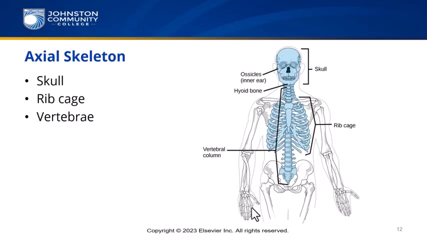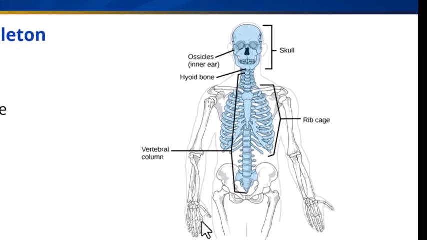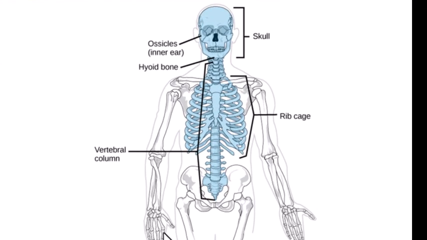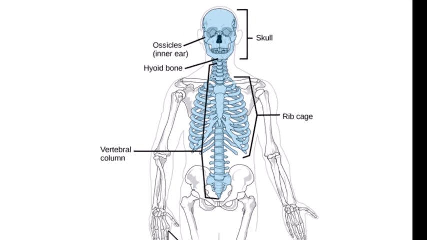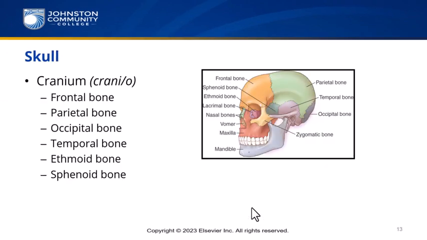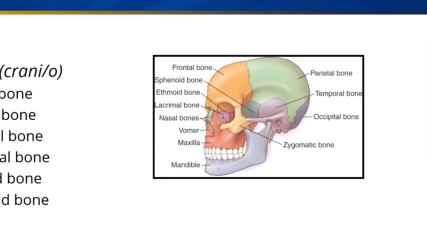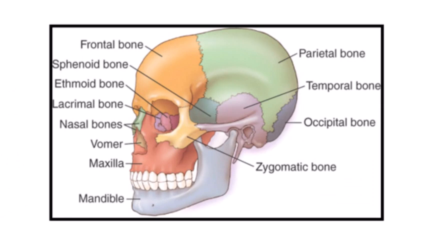So a little bit of review on the axial skeleton. Remember, this consists of the skull, the rib cage, and the vertebrae, shown here in blue. Next, let's discuss the skull, also known as the cranium, which gives us combining form cranio. So the skull is the cranial bone and is made up of the cranium and the facial bones. The cranium itself is made up of frontal bones, which form the anterior part of the skull, known as the forehead, the parietal bones, which form the sides of the skull.